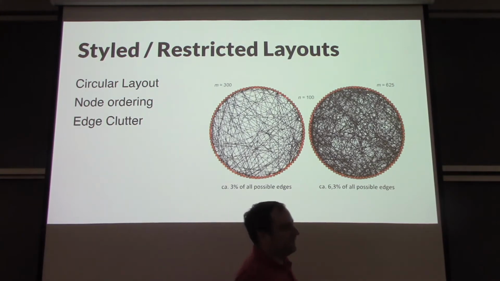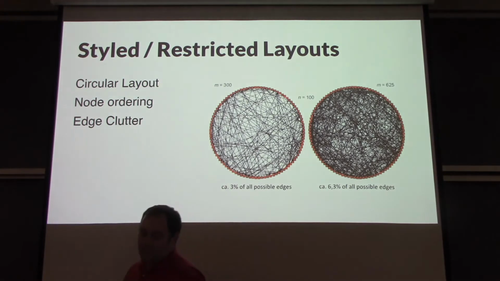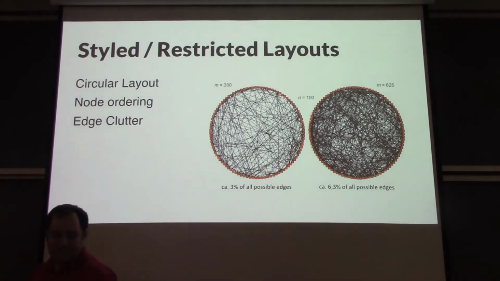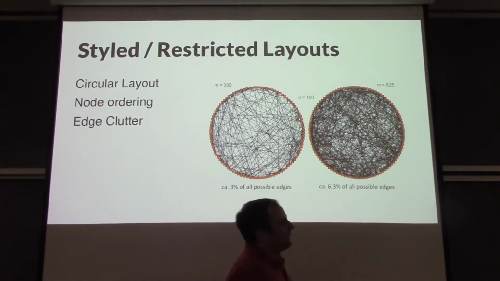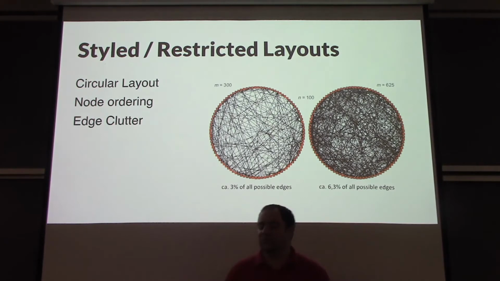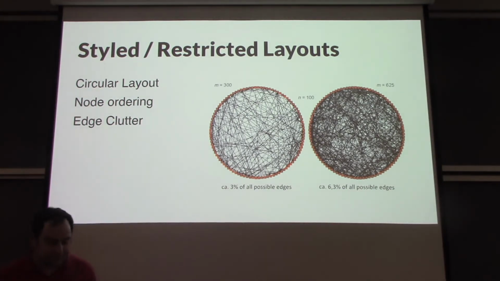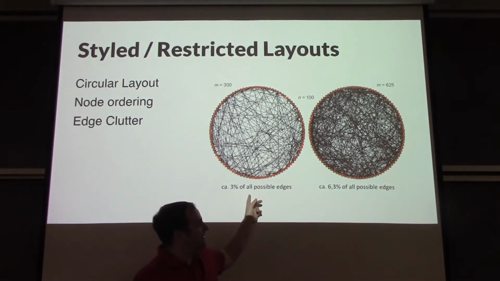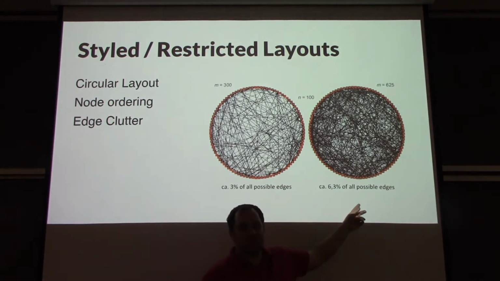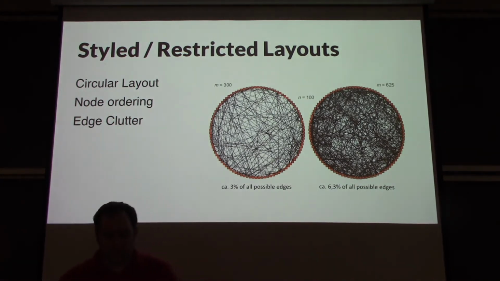Okay, end of AR/VR rant. Now back to other layouts. So these styled and restricted layouts, they're super easy to calculate, obviously, and they can be useful in certain cases. What is important here is the node ordering, and what is a big problem is edge clutter. Here we're showing about 3% of all possible edges, and here about 6% of all possible edges, and we can see that this is already pretty dense.